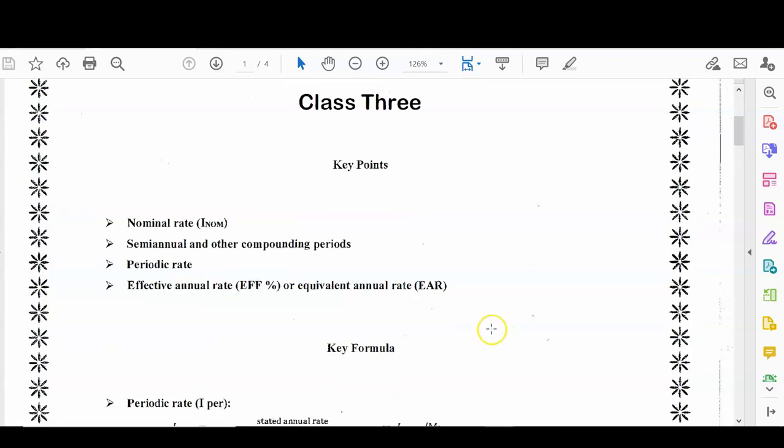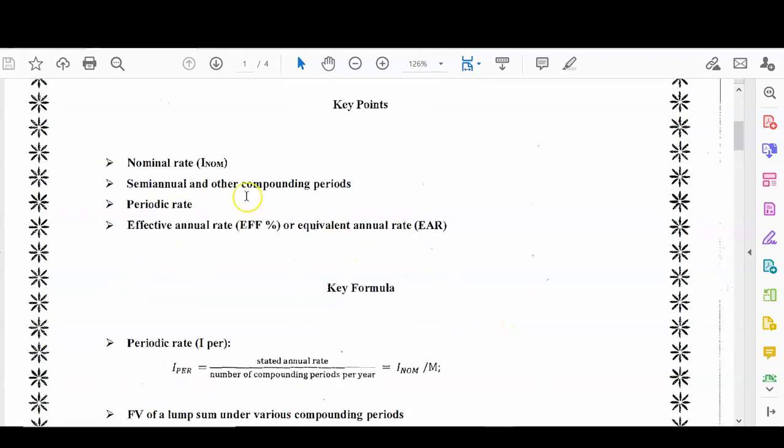Okay, so we will introduce some new terminologies about how we call different types of interest rates. So we would learn nominal rates, INOM, periodic rate, and effective annual rate or equivalent annual rate. Okay, and we're gonna calculate these three rates for different interest rates under different compounding periods. So it could be semi-annual or at more frequency.